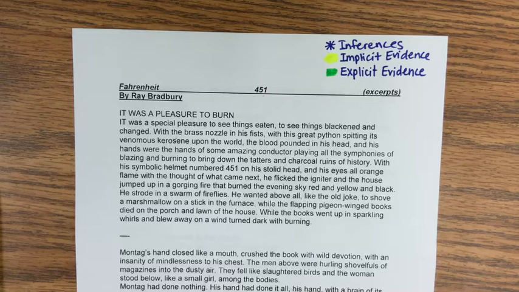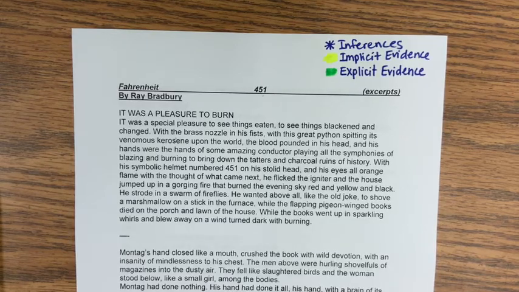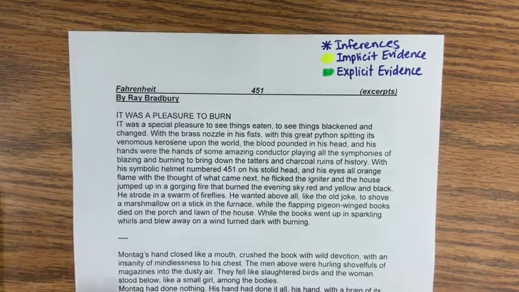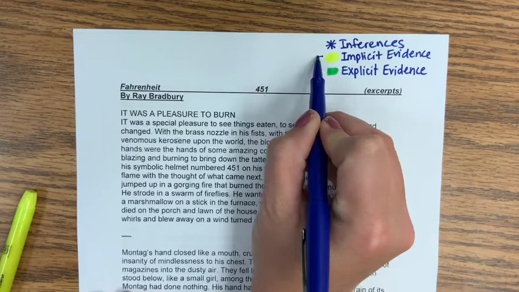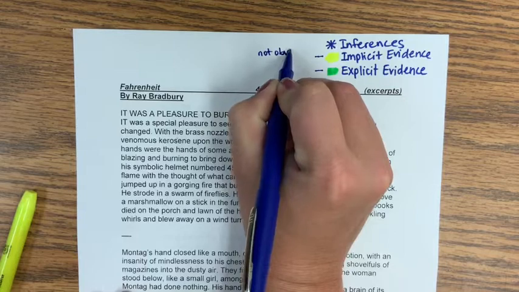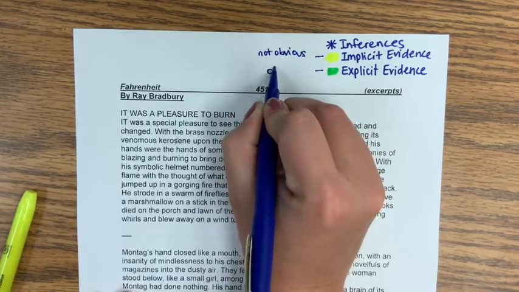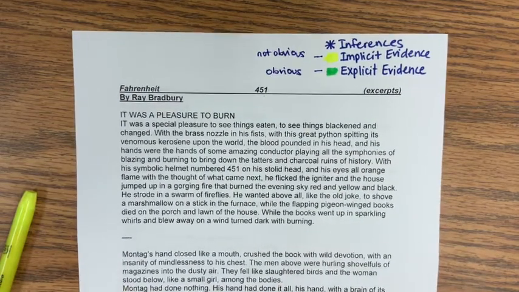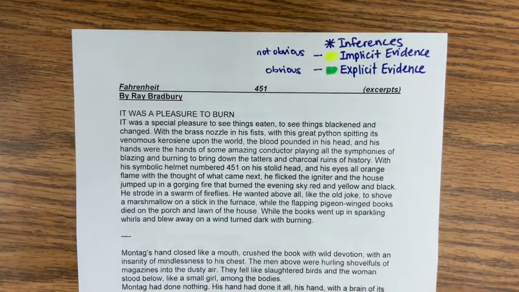We're going to go ahead and read the first section, and when we are reading, we're going to pause to make inferences to the side and then try to determine if our inferences are based on implicit evidence or explicit evidence. If you need to, you can make a note to yourself that implicit is not obvious and explicit is obvious. Or you can also write that implicit is not directly stated and explicit is directly stated. Whatever's going to help you remember the difference between the two.